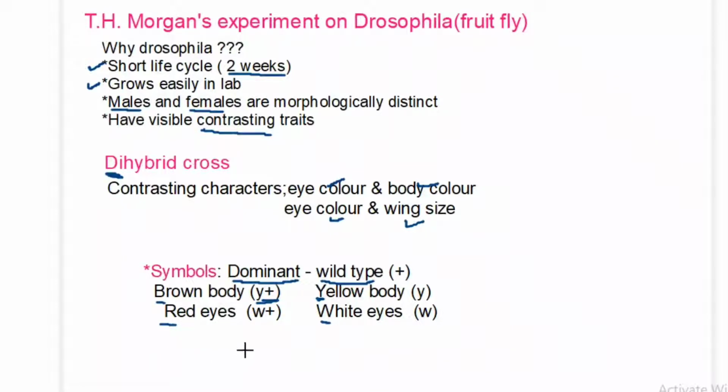This is how we can remember which one is the recessive character and which one is the dominant character, and the naming is according to the first letter of the recessive trait. So y and w for the recessive traits, and plus is for the dominant ones.